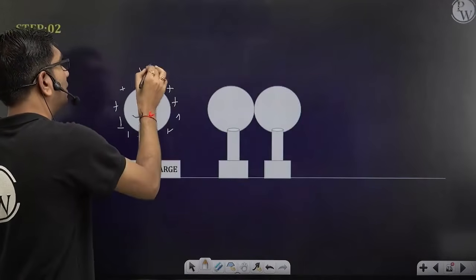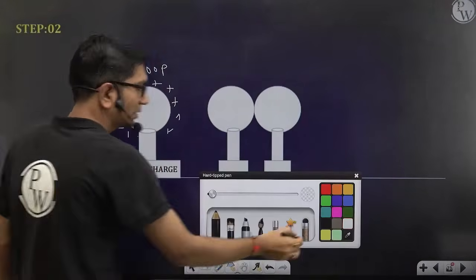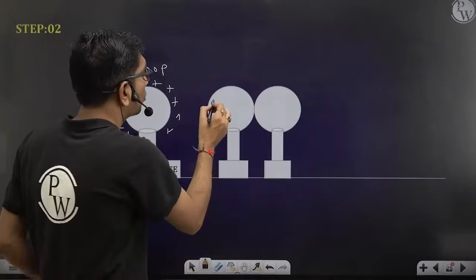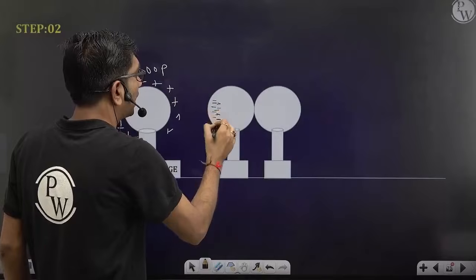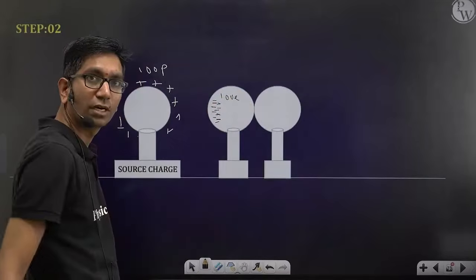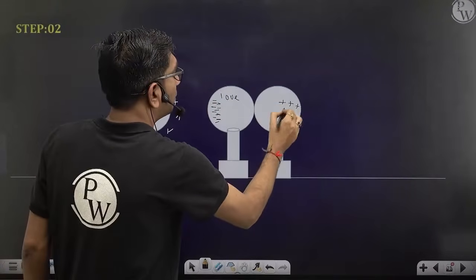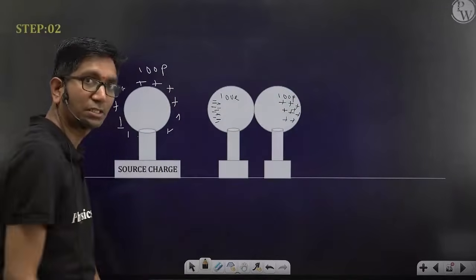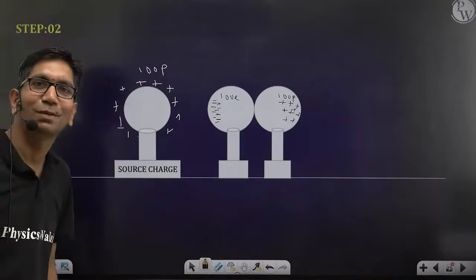100 protons are present here. Correct? Correct, sir. Now, 100 protons are here, then of course 100 electrons will be crowded here, right? 100 electrons will be crowded here. 100 protons will be crowded here, right? Because positive charge gets repelled. Am I right? Khatam. They become charged bodies, beta.